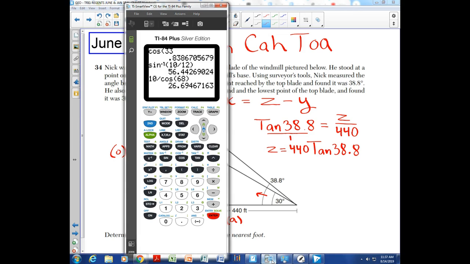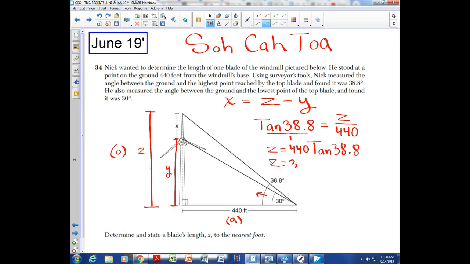So one thing I'm going to do is when I put 440 times the tangent of 38.8, enter, I'm going to round off to the nearest hundredth, like 2 places more than what they're asking. So I don't, by accident, at the end of the problem, round off to the wrong foot. So I'm going to say that z is 353.77 for now.